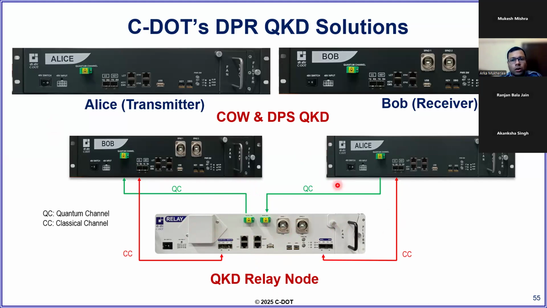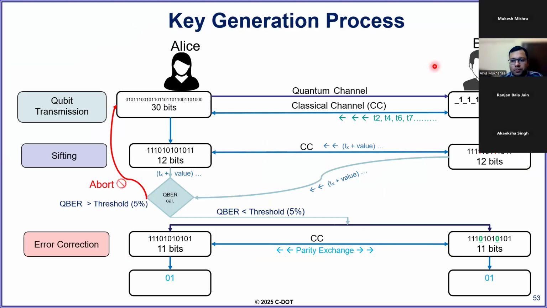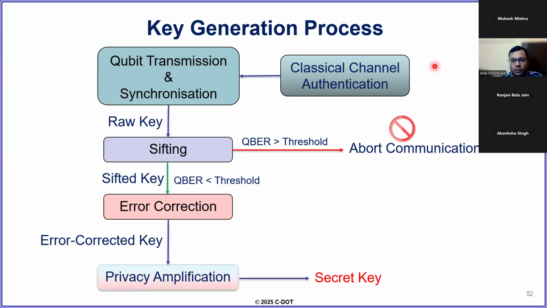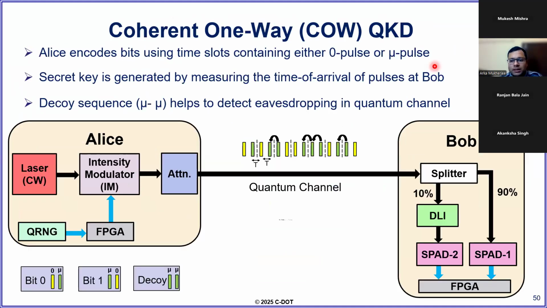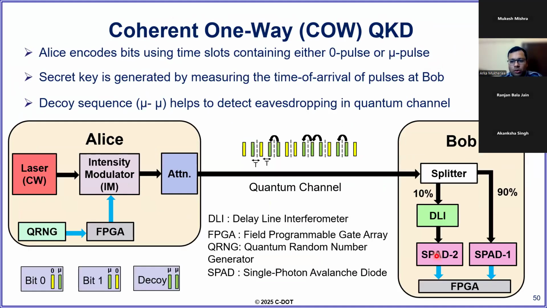This is for a protocol called COW Slim. Now, what is COW Slim? So I'll just go back to the previous slides. This is the actual setup of COW. You can see that this COW box consists of two detectors. But in COW Slim, we remove this detector and this delay line interferometer, so the cost comes down. Some of the features will not be available from COW, but it will be a good setup to demonstrate the actual key generation process to the students.